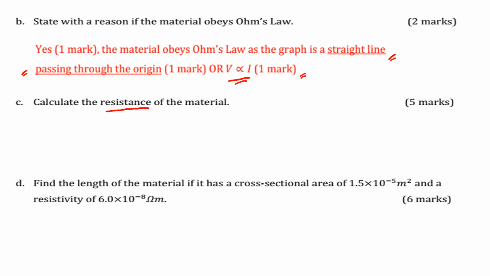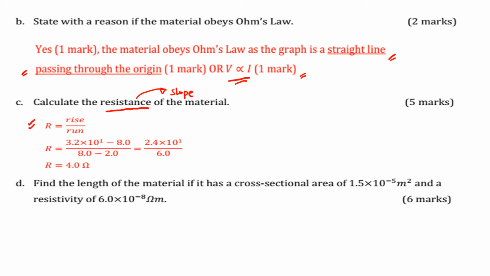Next, calculate the resistance of a material. Now, if we are given the voltage current graph, the resistance is just the slope of the graph. So when we say slope, that's just equal to rise over run. This is rise, that means change in y over change in x. So we could look at the table again. We take two values of y with their corresponding values of x. Then we would be able to solve that the resistance is equal to 4.0 ohms.